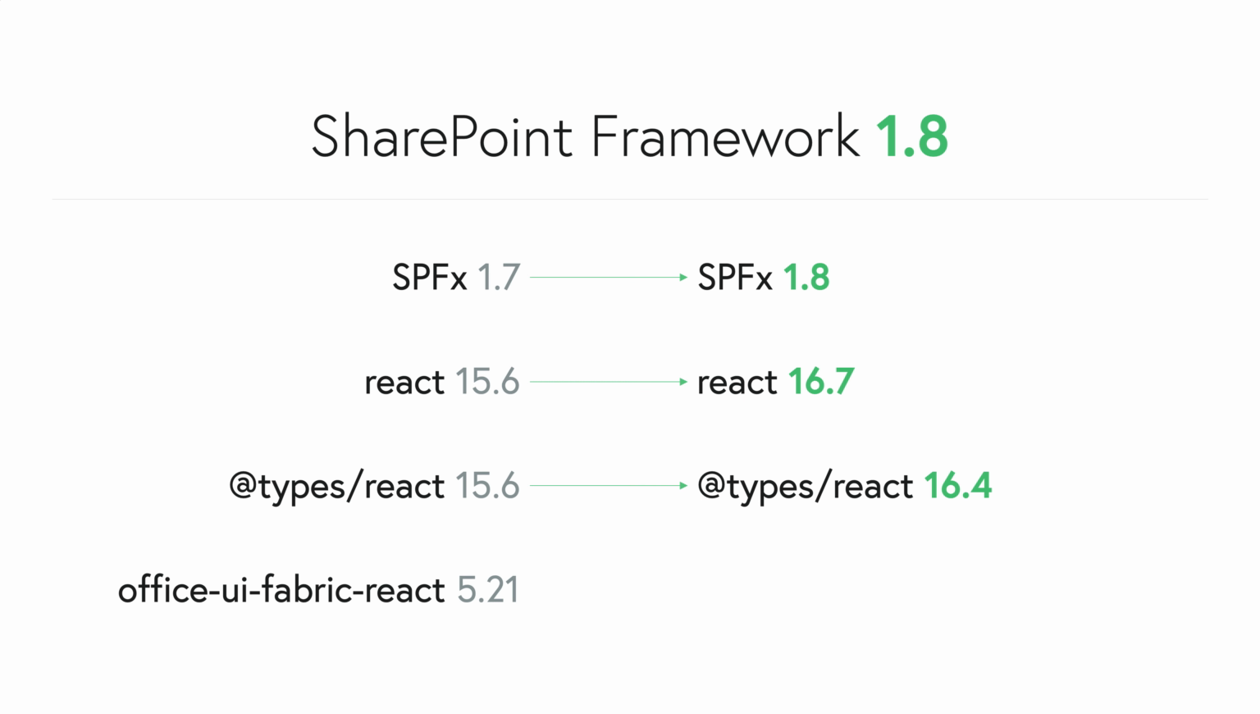Office UI Fabric has gone from 5.21 to 6.143. This one is probably the one that's causing the most issues because Office UI Fabric React version 6 has a dependency on a modern version of React, whereas we're using a previous version of React, and it's causing all these headaches, and a lot of issues have basically come up if you're using Office UI Fabric inside of your solutions. I'm going to show you how to get around that. There's something I've been doing that just seems to help quite a bit.